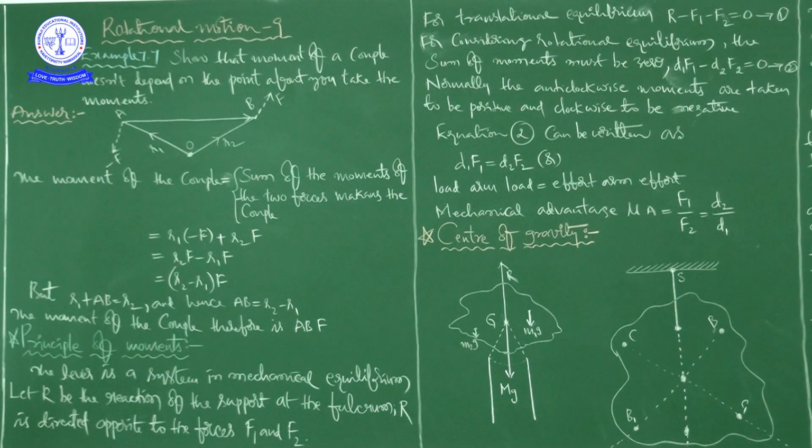In continuation to the last class, in this class we are going to discuss one example problem, that is example 7.7. Afterwards, we are going to discuss the topics of principle of moments and then center of gravity. The first is principle of moments and then center of gravity. First we will go through example 7.7.